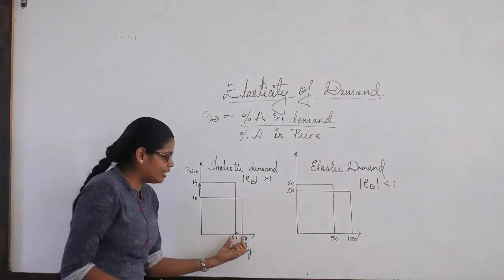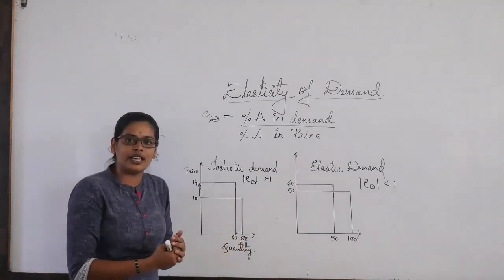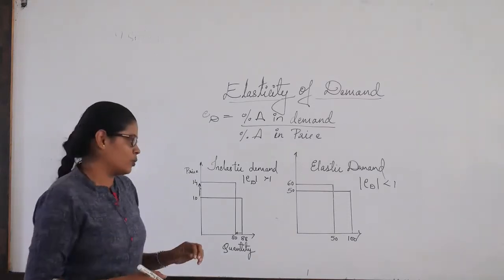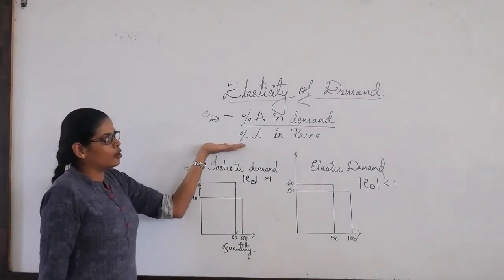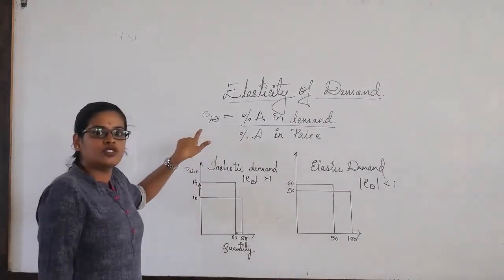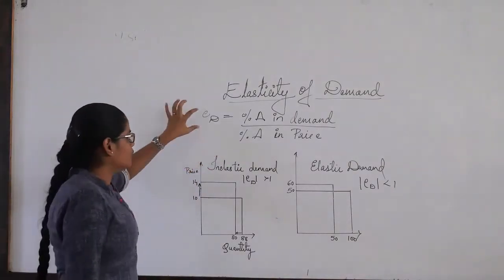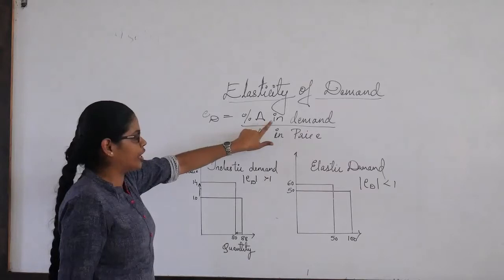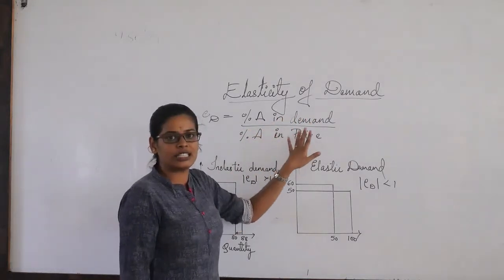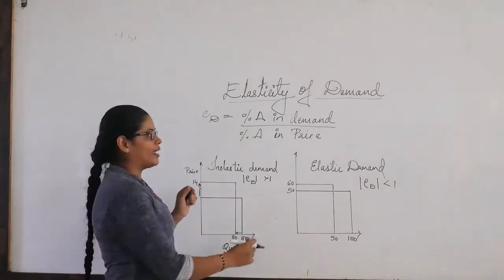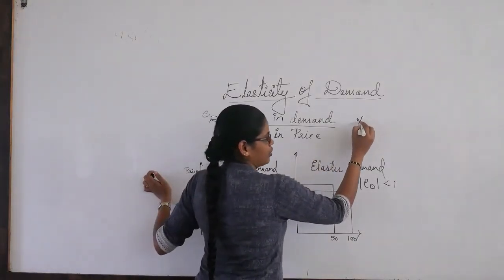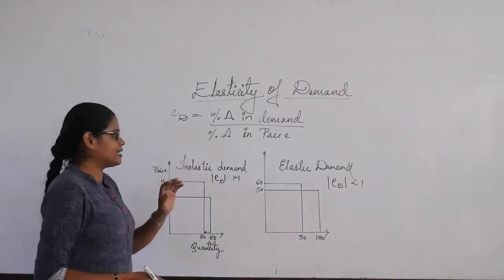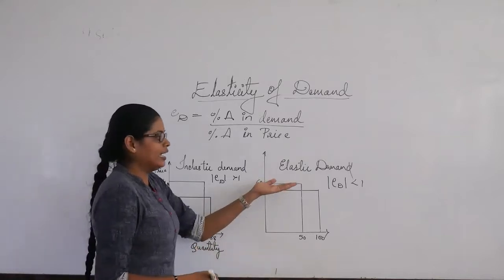So on the basis of the characteristics of the change in the price and the change in the quantity demanded by the consumer, this is the formula wherein we understand the elasticity of demand. ED refers to the elasticity of demand, and the formula is percentage change in demand divided by percentage change in the price. How are we going to calculate the percentage change in demand? Before solving an example, we'll understand what is inelastic demand and elastic demand.